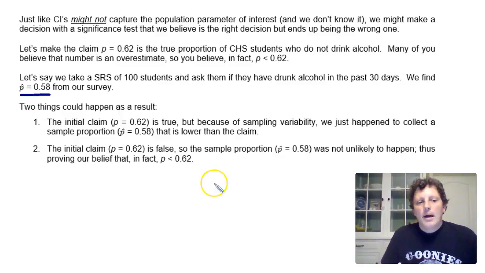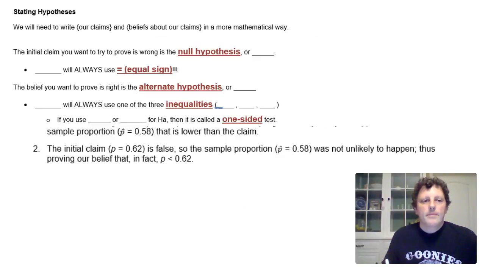Or it is also possible that the initial claim was false. So this sample proportion was not unlikely to happen, thus proving our belief, in fact, that the true proportion is less than 0.62. 0.58 is so low that we feel like we have evidence that the initial claim was wrong. So either the initial claim is true or the initial claim is false. One of those two things is happening, and our job is to try to make the best decision that we can based on our statistical evidence.